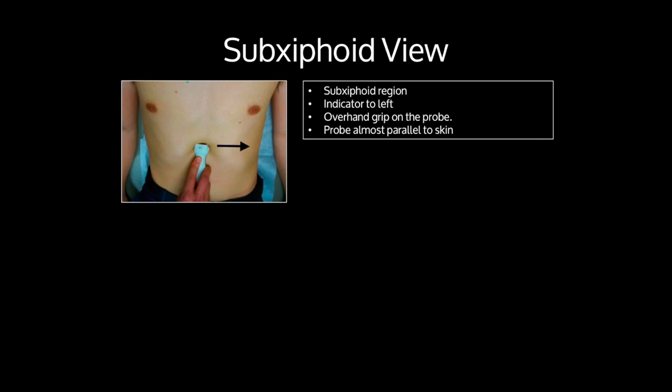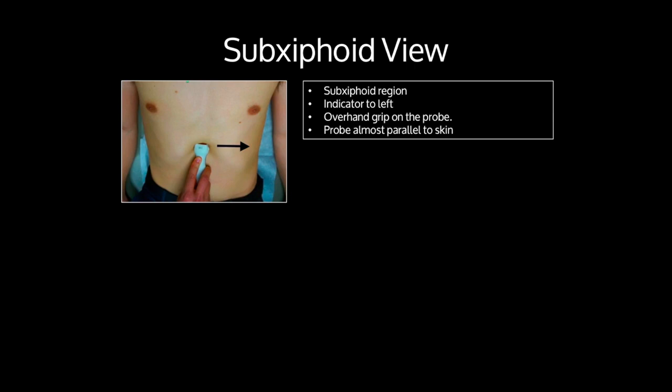Start on the patient's right. Locate the liver, and sweep to the patient's left, using the liver as an acoustic window. Basically, acoustic window just means using an organ that doesn't contain gas and allows sound waves to travel through. In the subxiphoid region, bowel gas can sometimes mess up your image, so using the liver as an acoustic window will help avoid this.